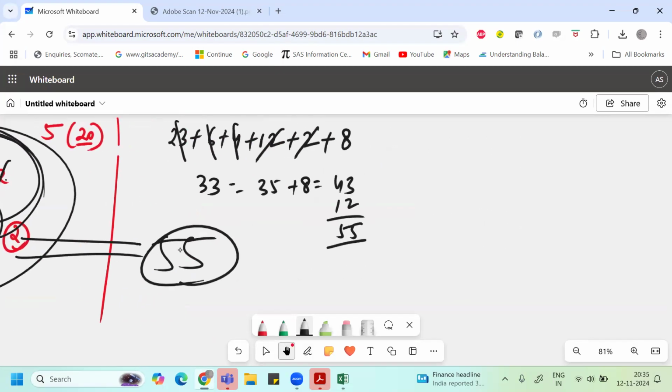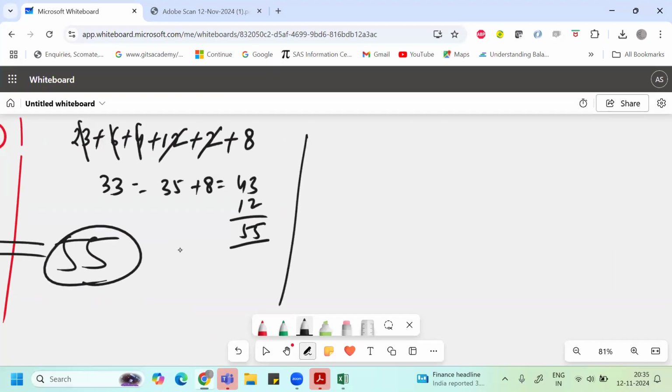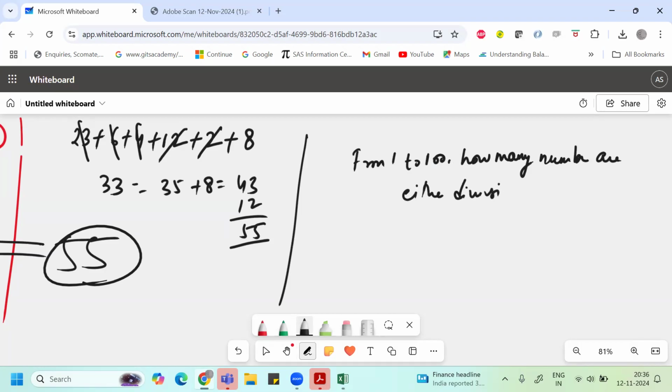If I'm asking you, how many numbers from 1 to 100 are not divisible by 3 or 5 or 7? How many numbers are either divisible by 3 or 5 or 7? The answer is how much?